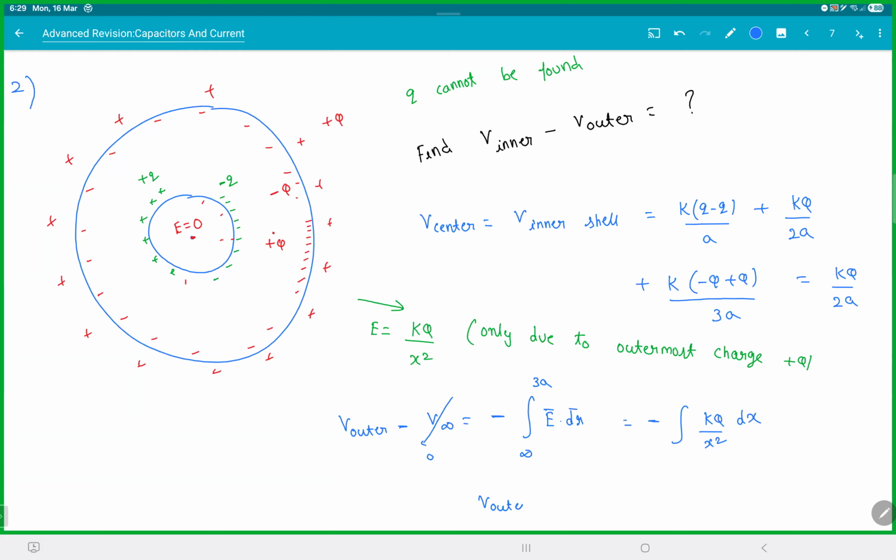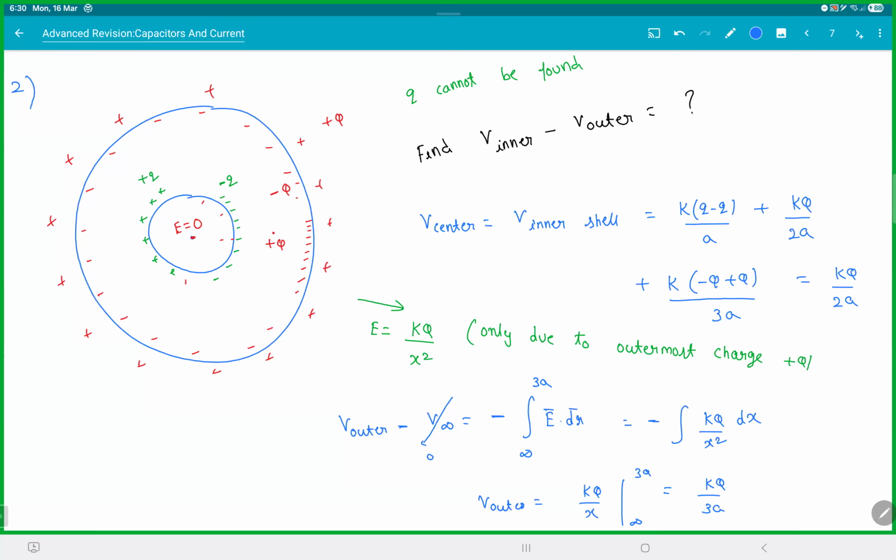So the argument was this: whatever field is outside, that must be creating potential difference between the outer shell and infinity. So V outer will be kq by x, and the limits will go from infinity to 3a. So that's kq by 3a. Clear with this? So the difference will be kq by 6a.